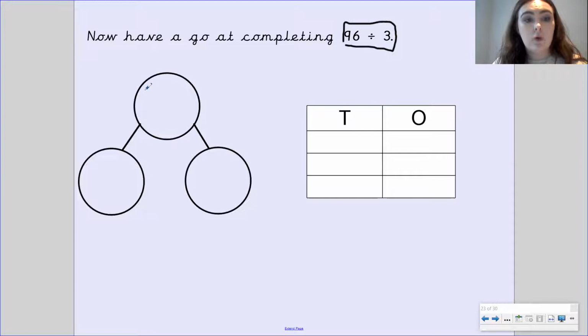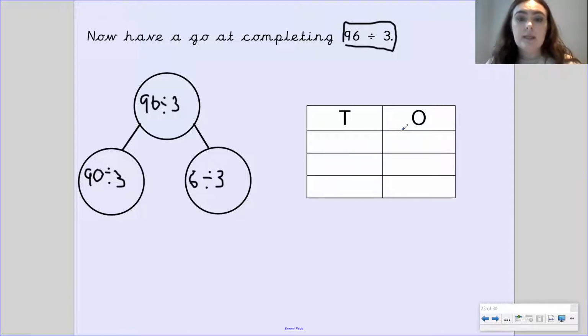Okay, so in your whole, you should have 96 divided by 3. Then in one of your parts, it should be 90 divided by 3. And then the other part, it should be 6 divided by 3. Well done if you got that. Now we're going to share it in our place value grid. So we want to share 6 by 3 groups. So we've drawn here 3 groups.